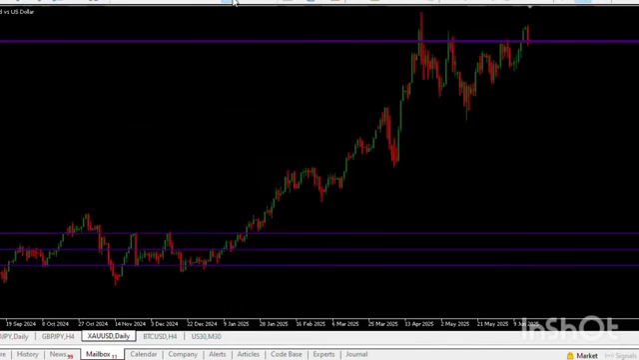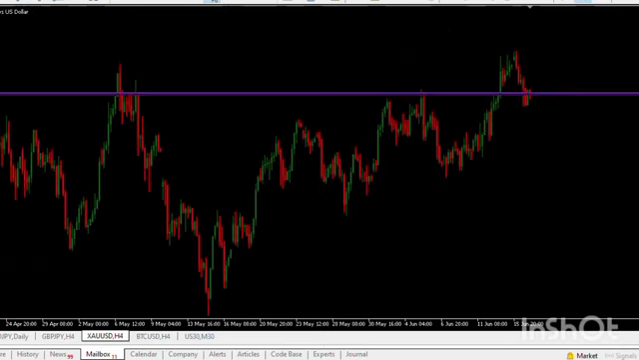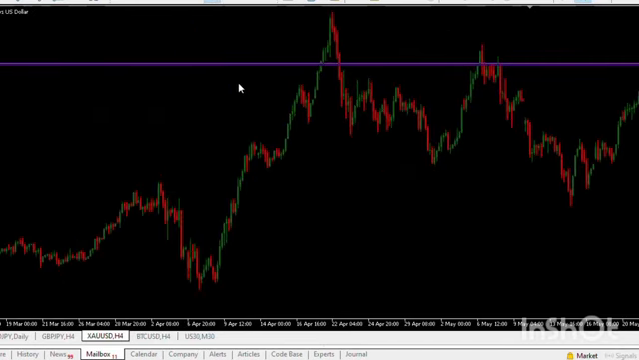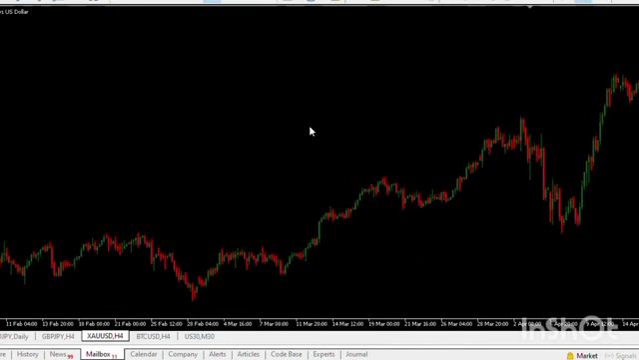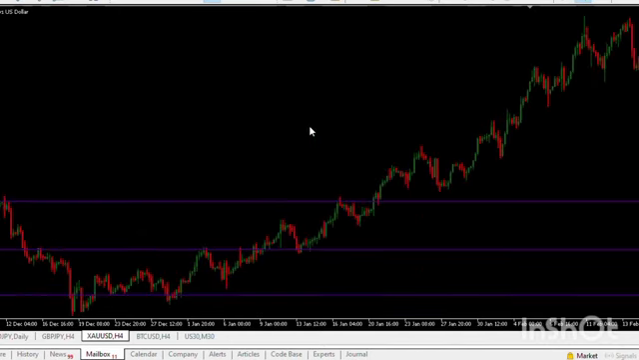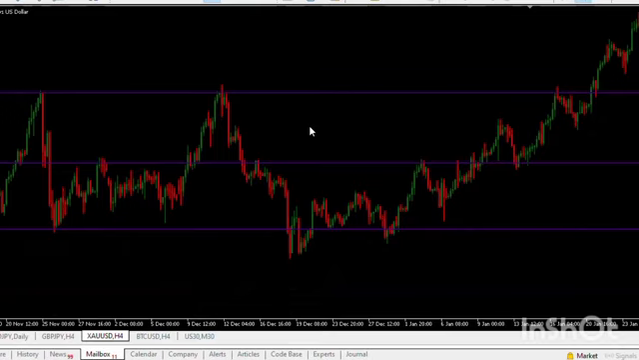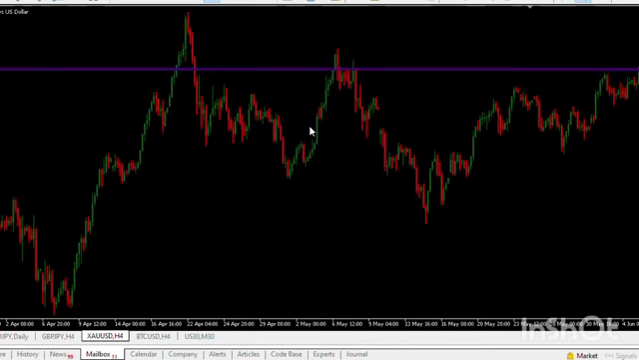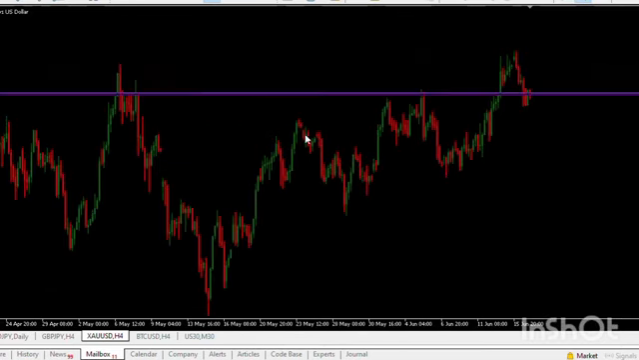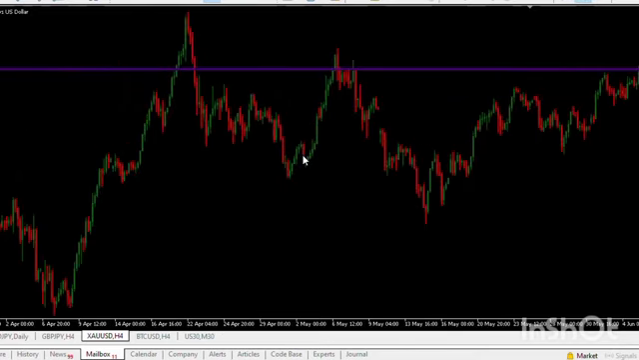Let's quickly go to our day. Okay, no, let's maintain the hours. Let's maintain the hours. So for instance, right now we'll be able to spot our supply zone. Okay, now let me talk about the demand zone.